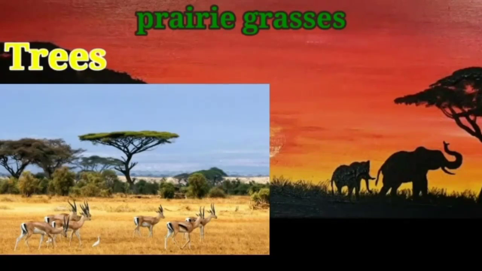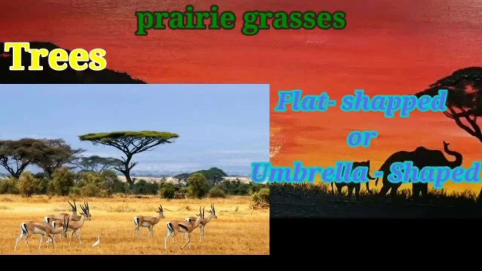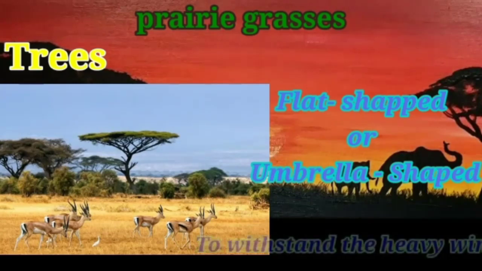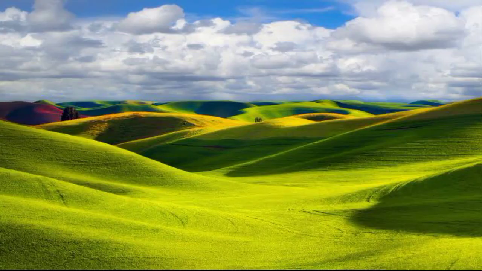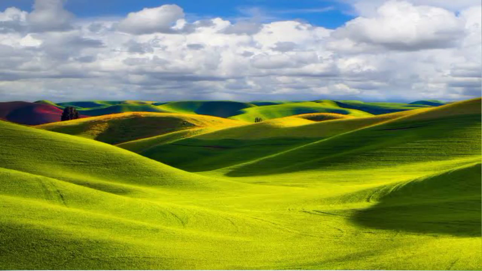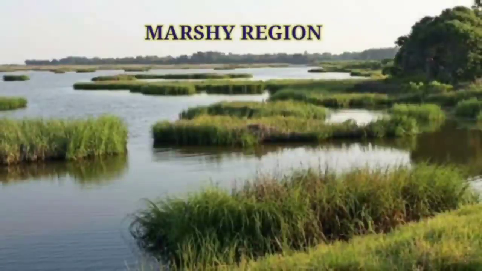And the last one is trees. Trees that grow in grasslands are flat shaped or umbrella shaped. This shape helps them withstand the heavy wind and not be broken. Okay? Trees that grow in grasslands are flat shaped or umbrella shaped in order to withstand the heavy wind. Okay students, hope you have understood the grasslands. Now let's discuss the marshy regions.